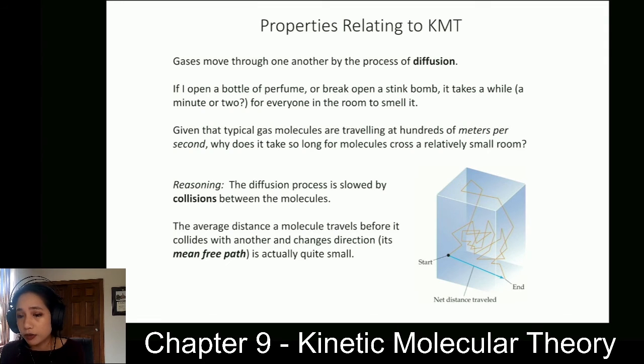We experience diffusion of gases on an everyday basis. If I open up a perfume bottle in the corner of the room, eventually everyone will smell it. It might take a couple minutes, but eventually everyone will smell it. Or if there's a bakery down the street baking wonderful smelling breads, eventually you will smell it down the street or on the sidewalk.